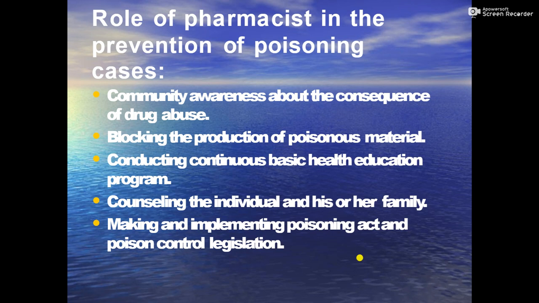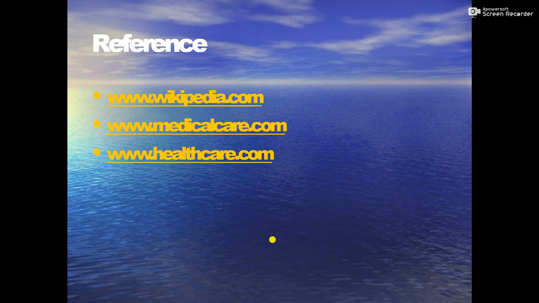Now, what is the role of the pharmacist in the prevention of poisoning cases? It is our moral, social and ethical responsibility to bring awareness in the community, awareness about the consequences of drug abuse. We should also work on blocking the production of poisonous material and conduct continuous basic health education programs. We should also counsel the individual and his or her family, and help make and implement the Poison Act and poison control legislation.